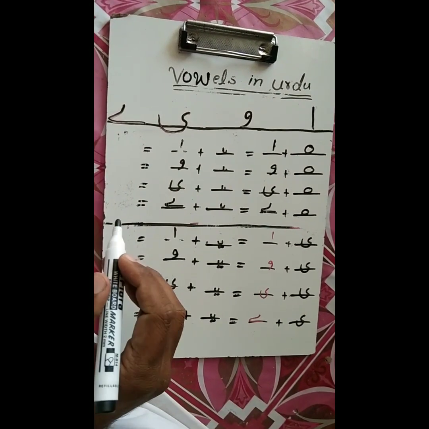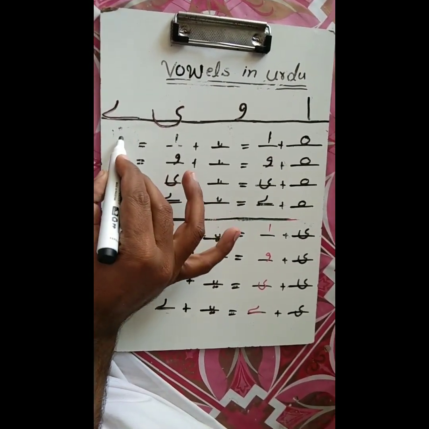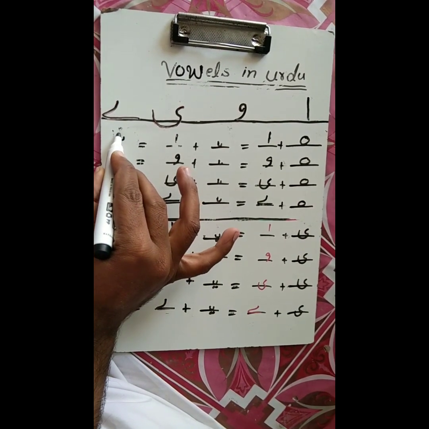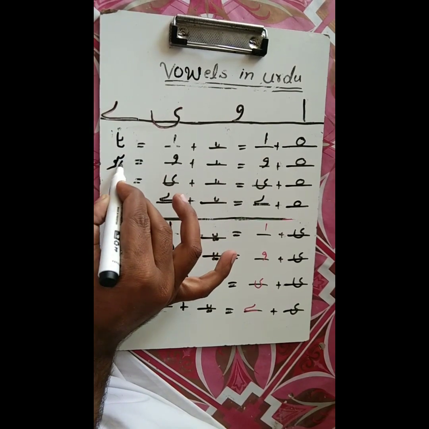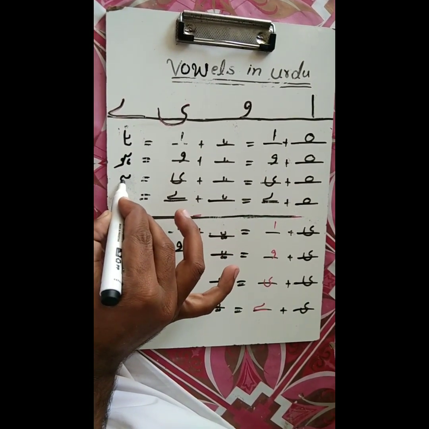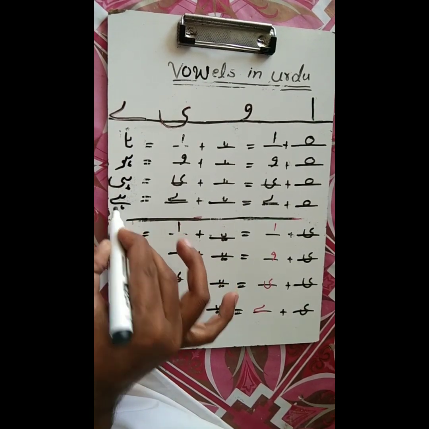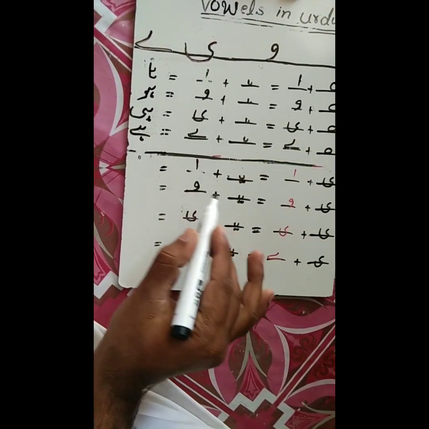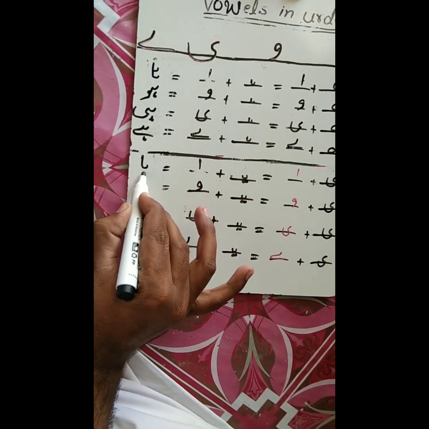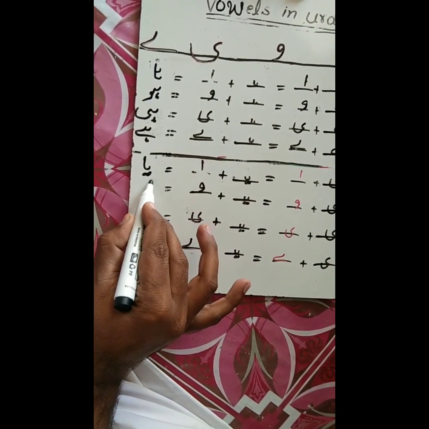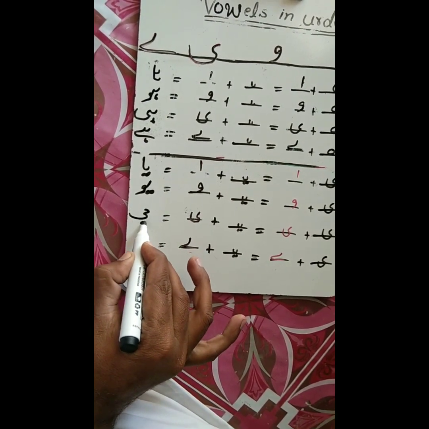Our next word is he and the last word is ye. When we combine he with alif, we get he alif, ha. He wa, ho. He choti a, he. He badi a, he. And last word is ye. When we combine with alif, we get ye alif, ya. Ye wa, yo. Ye choti a, ye.